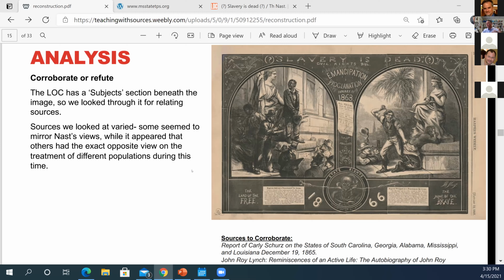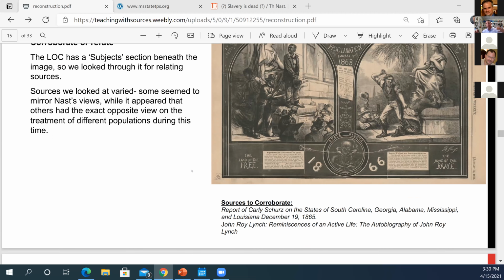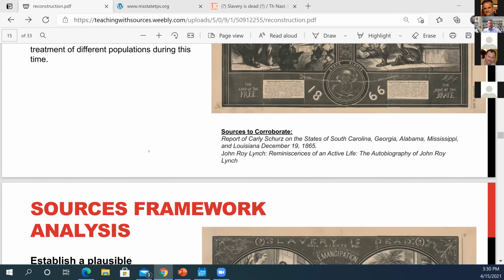I have found some other sources that were contemporary. One of them is Lynch's accounts, as well as a guy named Carl Schurz's account in 1865, where he goes around and he says, you know what, if we don't do something really quickly, the southern states are just going to create another version of slavery. They're just not going to call it slavery. And so he warns them. And so there are some sources that corroborate these types of behaviors, and we're going to read those in just a minute.